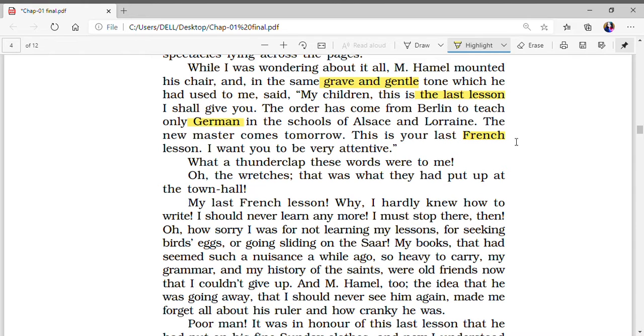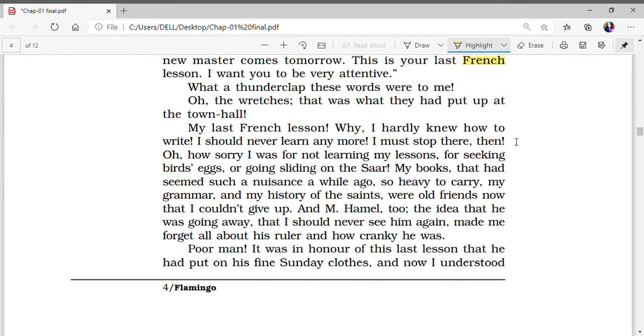"The new master comes tomorrow." From tomorrow onwards, the new master will come, and they'll get to learn an altogether new language. "This is your last French lesson. I want you to be very attentive." The teacher wants them to be very attentive. Why? Because it is the last lesson they will ever learn about their French language, which they love so much now. Earlier they were not so attentive towards it, but when they are finally exposed to the fact that this language will no longer be their language, now they are very much in love with this language.